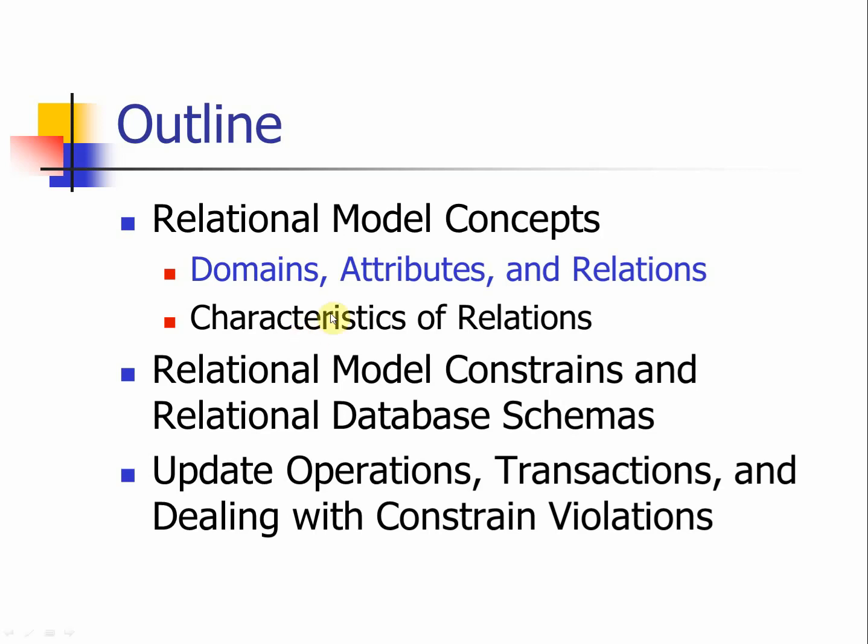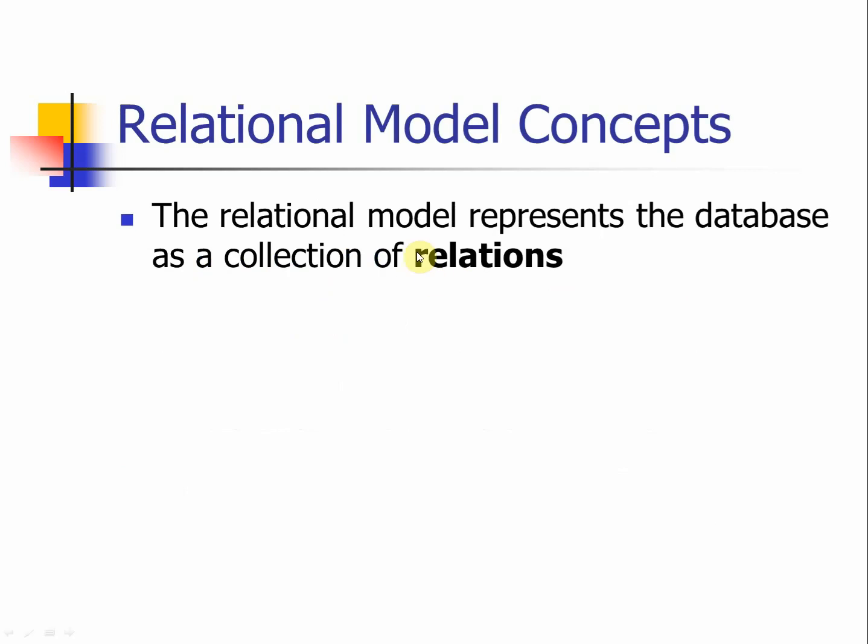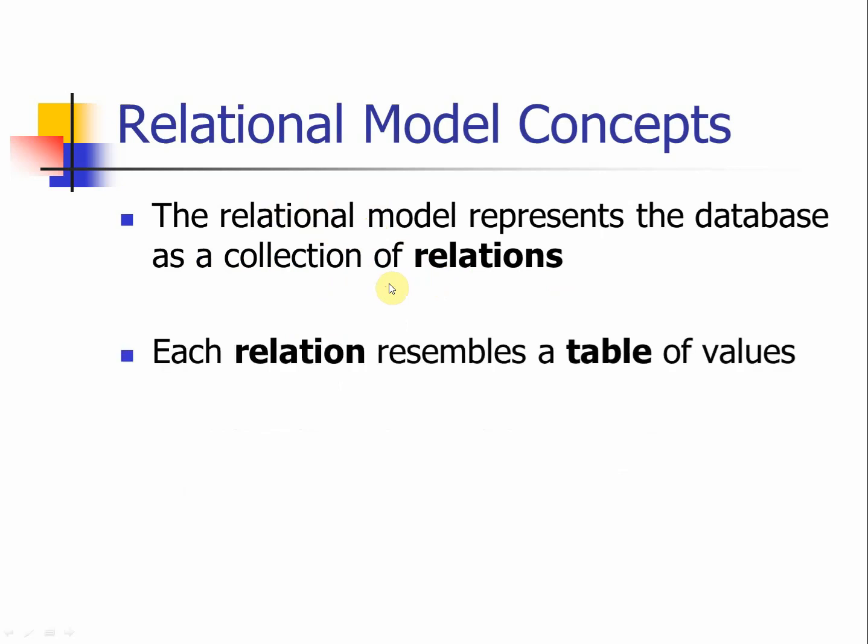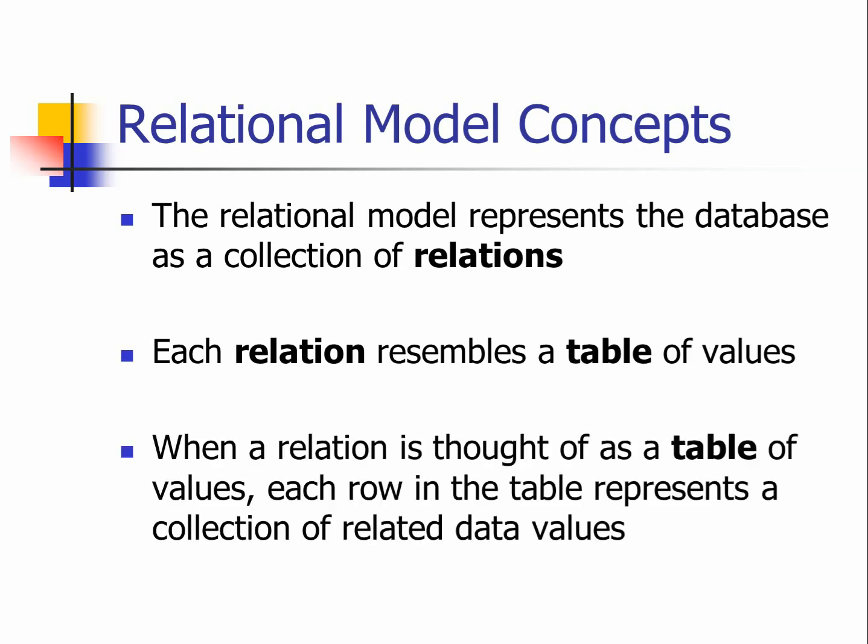So starting with the domain, attributes, and relations. Relational model concepts. The relational model represents the database as a collection of relations. And this relation is like the table that we're looking into. Each relation is a table. So student relation is a student table. Employee relation is an employee table. Department relation is a department table. Those are the things that we want to look into.